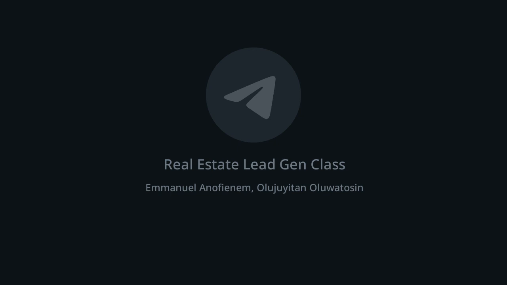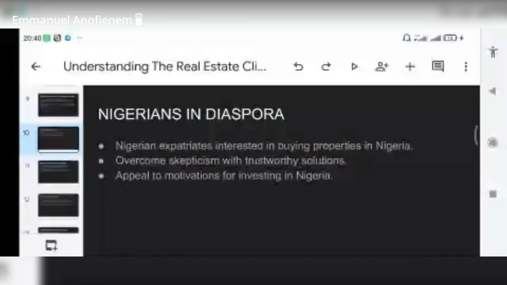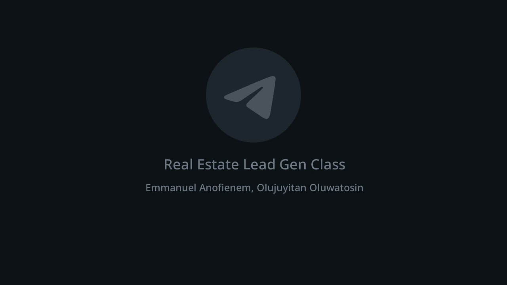You should also know their motivations for investing in Nigeria. For instance, some of the motivation is that they probably want to retire back to Nigeria, so they need a place to live when they come back. Or maybe because of the exchange rates, it favors them more, so they would rather invest in Nigeria and maybe get rental income as an additional source of income, or they can send the money to their relatives in Nigeria. The reason you should know all these things is so that you can use them in your messaging.